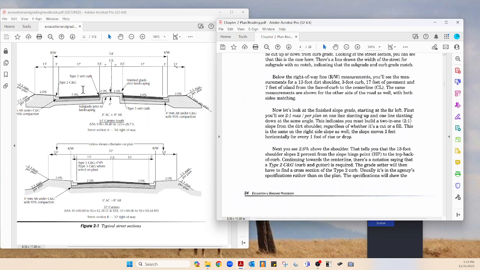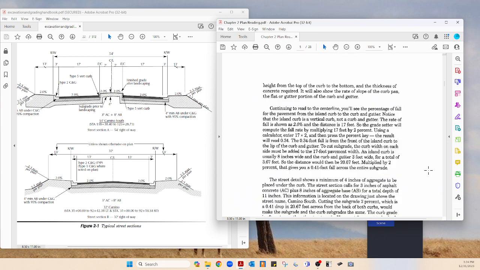So continuing toward the center line, there's a notation saying that a type 2 curve and gutter is required. The grade setter will then have to find a cross section of the type 2 curve, and we talked about that at the very beginning. We're going to have to find a cross section of a type 5 vertical curve, and we're going to have to find a cross section of a type 2 curve and gutter, which is pretty standard, I think.